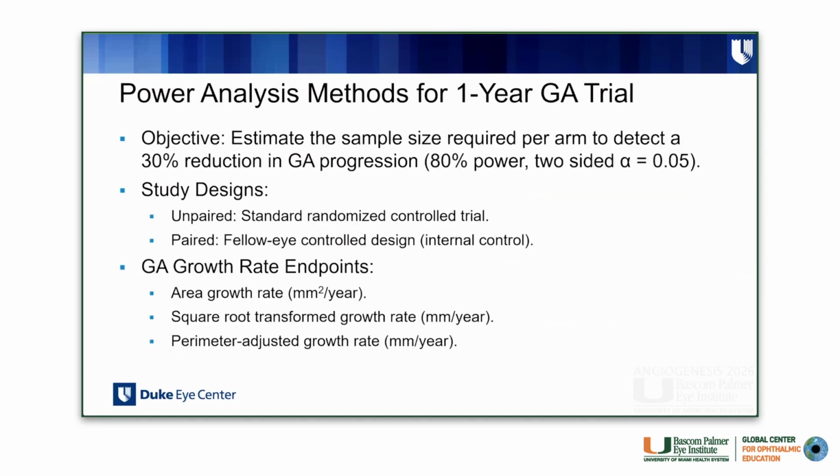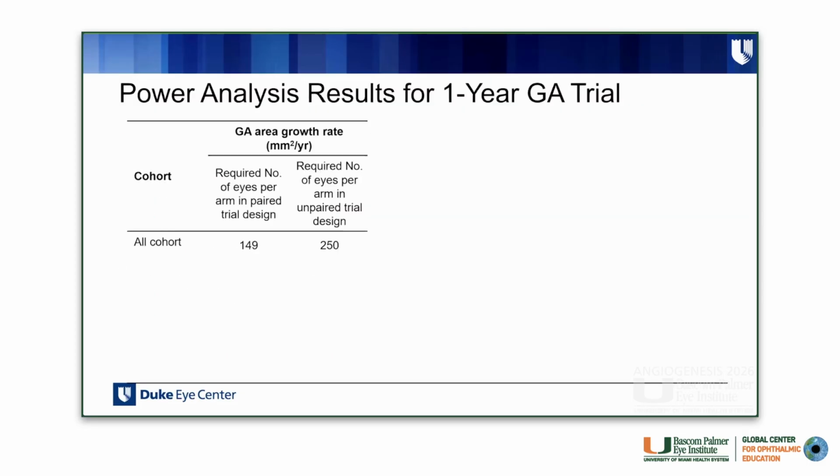To evaluate the practical utility of fellow eyes as clinical controls, we performed a power analysis for a 1-year GA trial by estimating the sample size requirement per arm. To detect a 30% reduction in progression, we compared 2 trial designs: a standard design representing a traditional randomized control trial, and a paired design using fellow eyes as controls. We also compared 3 different growth rate endpoints. Here are the power analysis results.